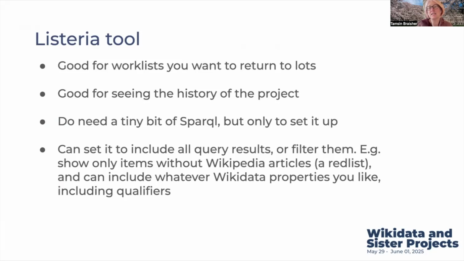And the tool can be set to filter your query results. So you define the list that you want, and then you say, for instance, I only want items in this list that haven't got a Wikipedia page. So you're making a red list. Or you can define, I want everything that does have a Wikipedia page. Maybe you want to go and improve a bunch of pages. Or you can have both, and you can link to Wikipedia or Wikidata, or there are various settings. You can include whatever Wikidata properties you like, so it's quite flexible, and you can include qualifiers in that. I'll also note you can have more than one table per page. It used to be one Listeria, one page, but you can now do more than one.